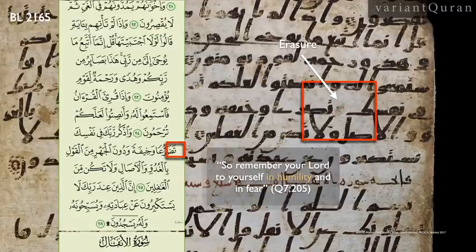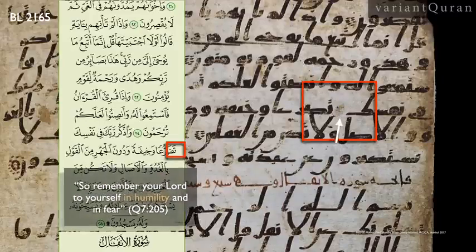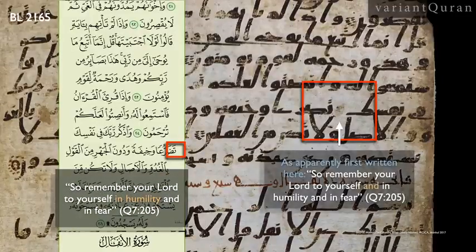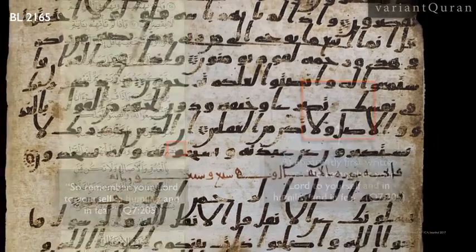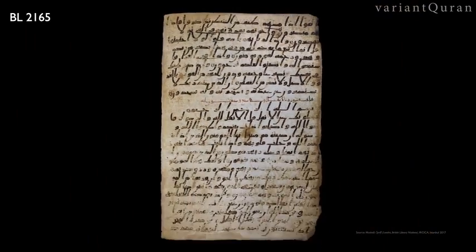And the wow would make sense here as an 'and', because there is a wow just after this word, 'and in fear', and it would read sensibly here. So, remember your Lord to yourself, and in humility and in fear. Clearly that is not the standard rasam, but that appears to be the way this manuscript was first written. All right, so that's it. Just a quick review of this page.